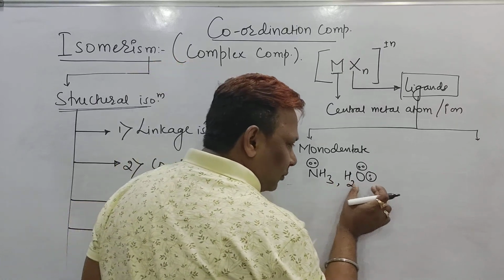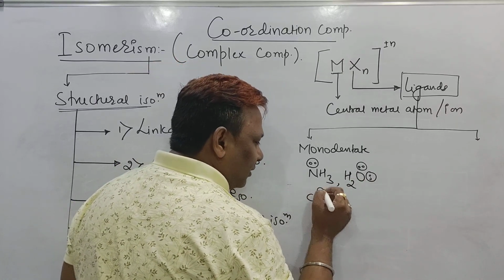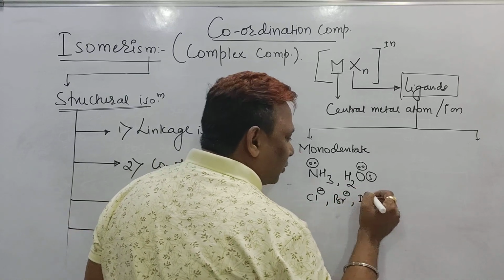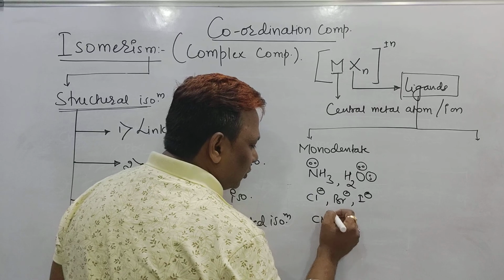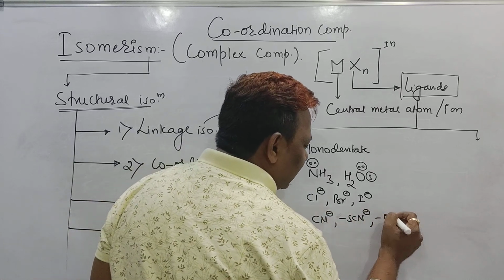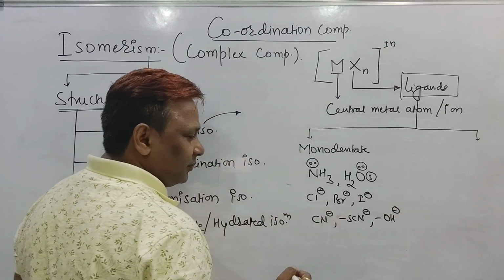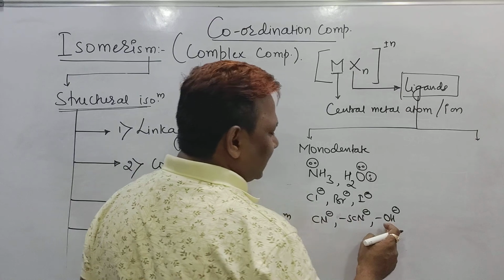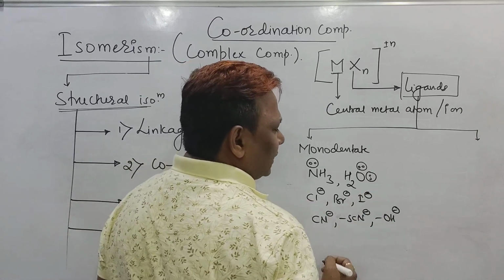So chloride is monodentate, bromide monodentate, iodide monodentate, cyanide monodentate, thiocyanate monodentate, hydroxide monodentate, right? Again we can say CN minus, Cl minus, OH minus. These all are monodentate.